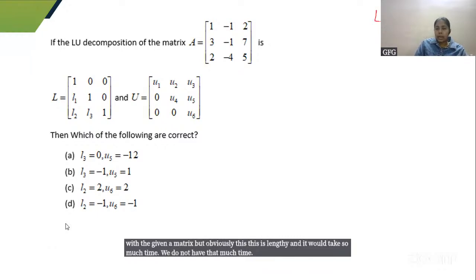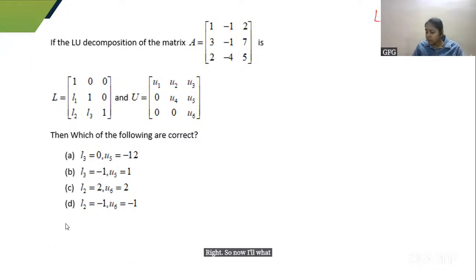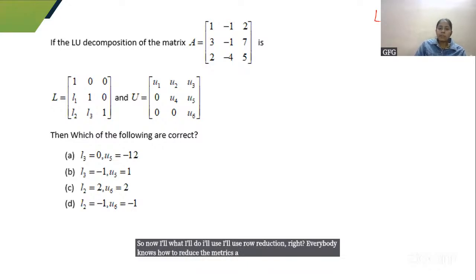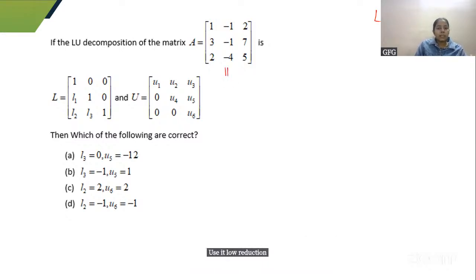So now I'll use row reduction, right? Everybody knows how to reduce the matrix A. So I'm going to do the same. So here L matrix is basically 1, 0, 0, 1, 0, and 1. I have to fill this value, or this value. Okay, so I'll do the same using row reduction. So I'll row reduce the matrix.